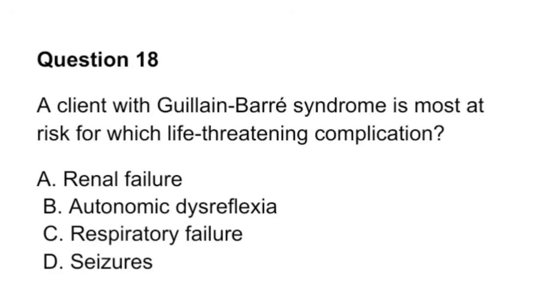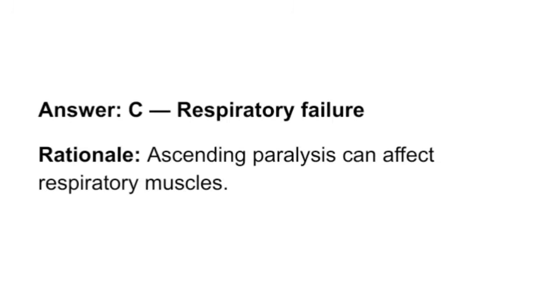Question 18. A client with Guillain-Barré syndrome is most at risk for which life-threatening complication? A. Renal failure. B. Autonomic dysreflexia. C. Respiratory failure. D. Seizures. The answer is C, respiratory failure. Descending paralysis can affect respiratory muscles.